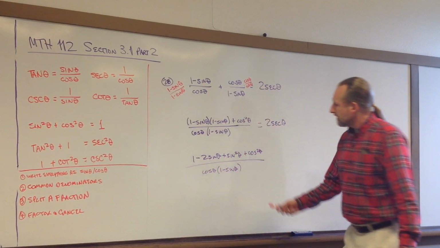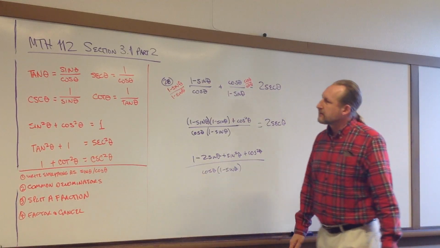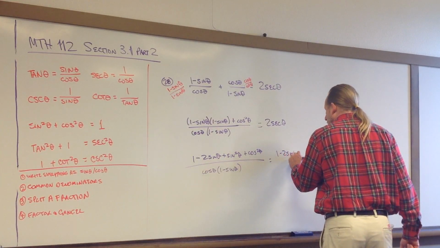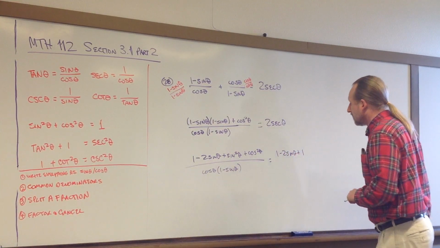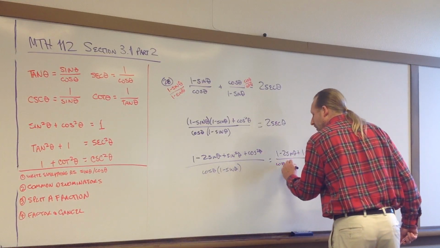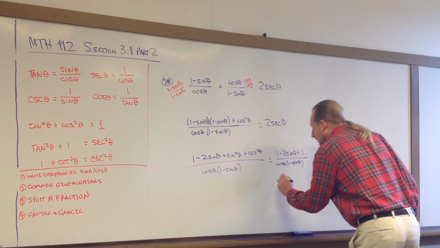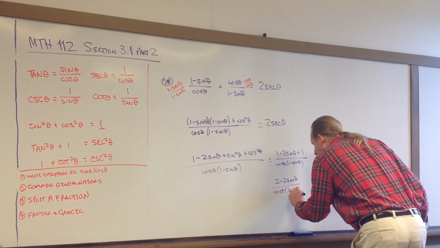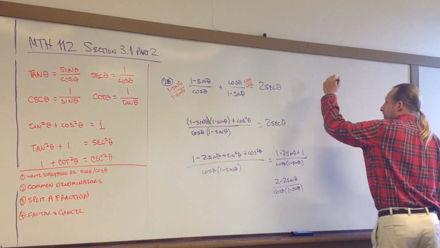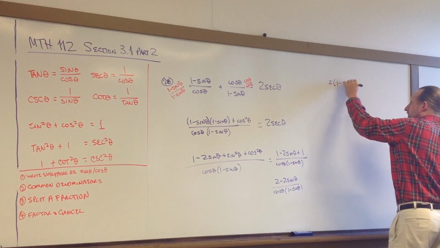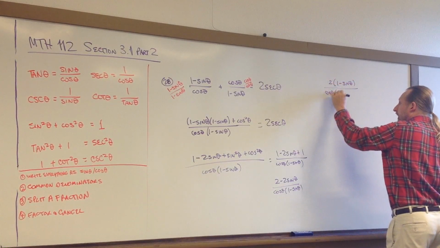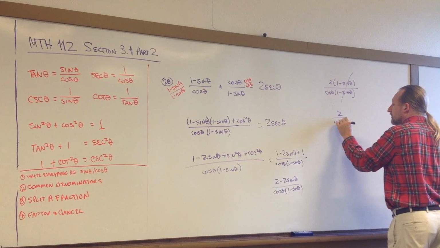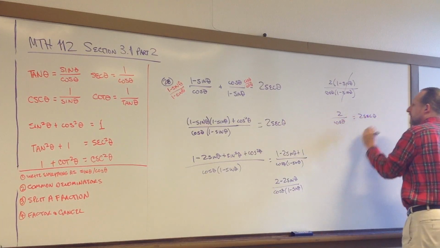Alright, so here it is right here, sine squared and cosine squared, that makes 1. So this will be 1 minus 2 sine theta plus 1. So that's 2 minus 2 sine theta, and then we want to factor out that 2. So this will be 2 times 1 minus sine theta over cosine times 1 minus sine theta, and now we're almost done. 2 over cosine theta, is that 2 secant theta? Yep.